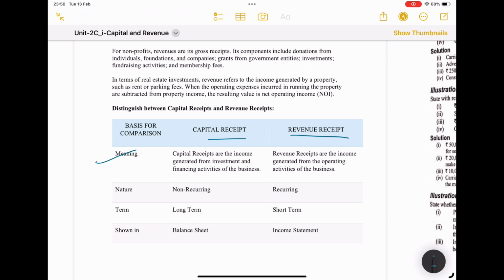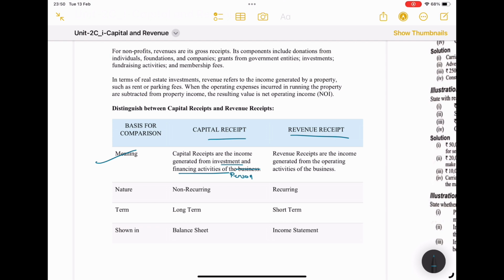Generally, whatever the difference they are going to ask, it means you have to write the meaning first in order to give the detailed information about the concept. Okay, so, generated from the investment and financing activities of a business. Here, instead of business, you can write financial activities of a person. You can write, in the IT Act, person means 7 persons. Or if you want to elaborate it, like individual or firm, also you can write.